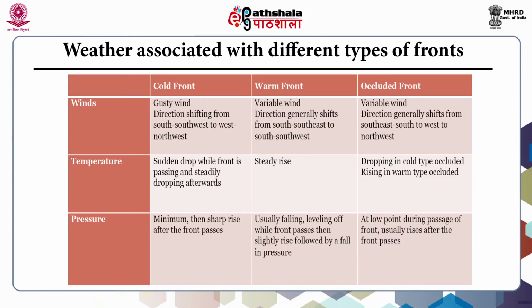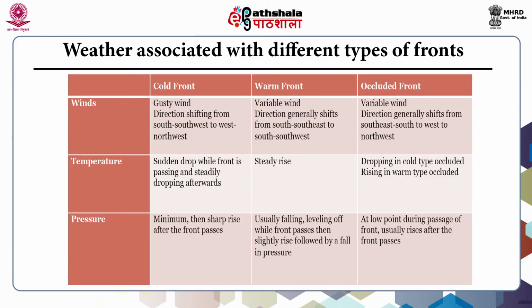In this table, you can see the difference between cold front, warm front and occluded front. In the case of winds, the cold front has gusty winds and the direction shifting from south-southwest to west-northwest. In warm front, it's a variable wind. Direction generally shifts from south-southeast to south-southwest. And in the case of occluded front, it has variable wind and the direction generally shifts from southeast to south to west to northwest. In the case of temperature, in cold front there is a sudden drop while the front is passing and steadily dropping afterwards.